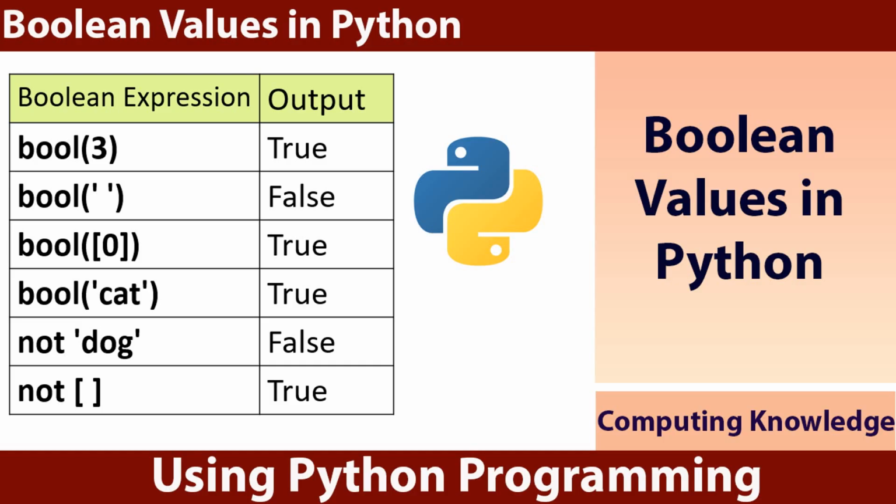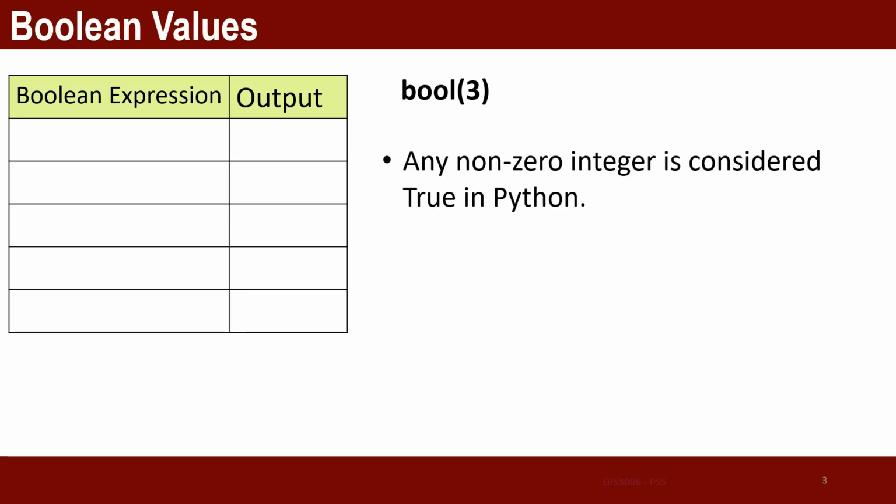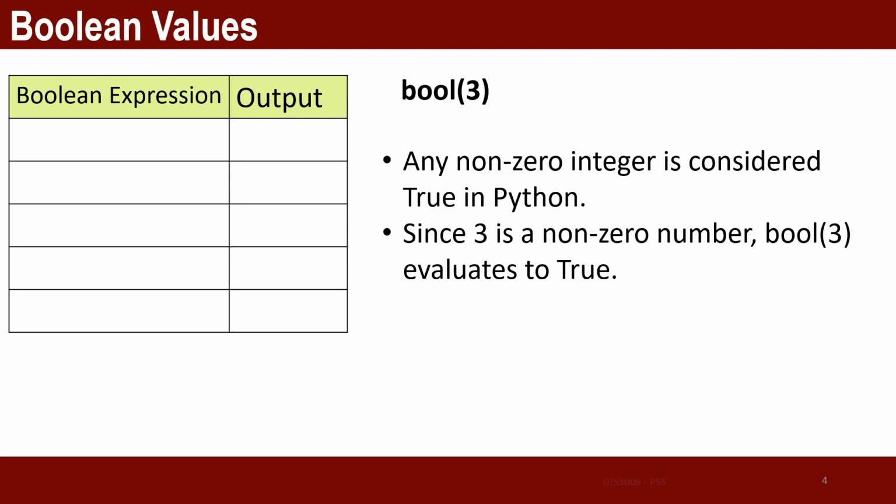Let's start the session. Suppose the first expression we have is bool of 3. Any non-zero integer is considered true in Python. Since 3 is a non-zero number, bool of 3 evaluates to true. The output will be true.